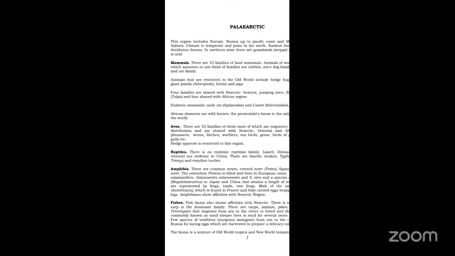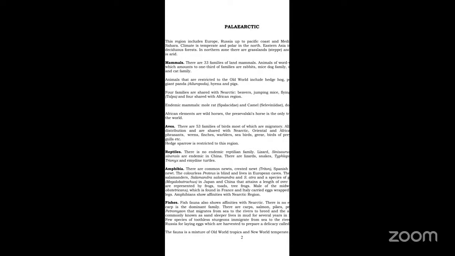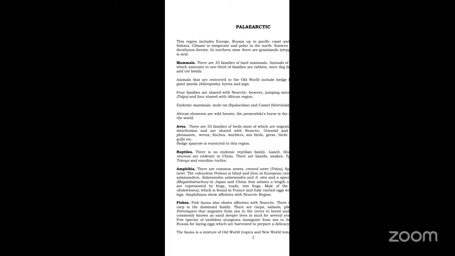Then you have the aves. About 53 families of aves, or the birds, are present in this particular region, and these are actually migratory. All these birds have a wide distribution, and they are shared with the Nearctic, Oriental, as well as the African regions. Some of the aves include pheasants, finches, warblers, seabirds, and geese.